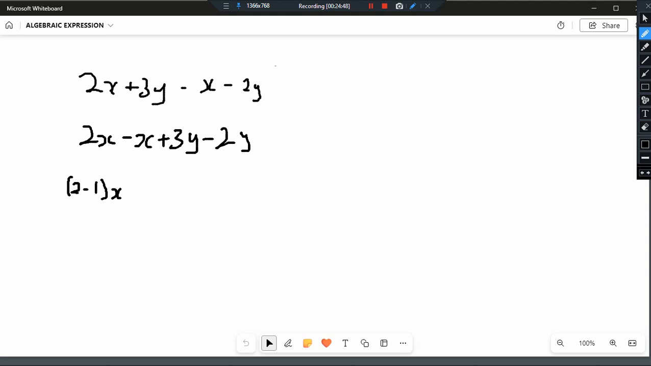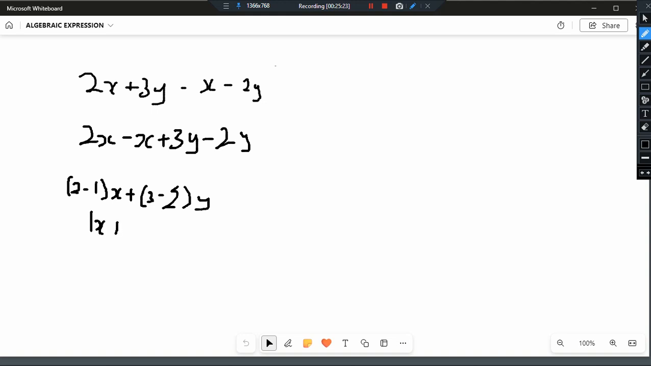Alright, then I bring this positive sign over here. What's the coefficient here? The coefficient of the y over here is 3. Then I have a negative 2 and the name of variable y. Alright, so that's very simple. Now what do we have here? 2 minus 1 will give me 1. So I have 1 with a variable of x.